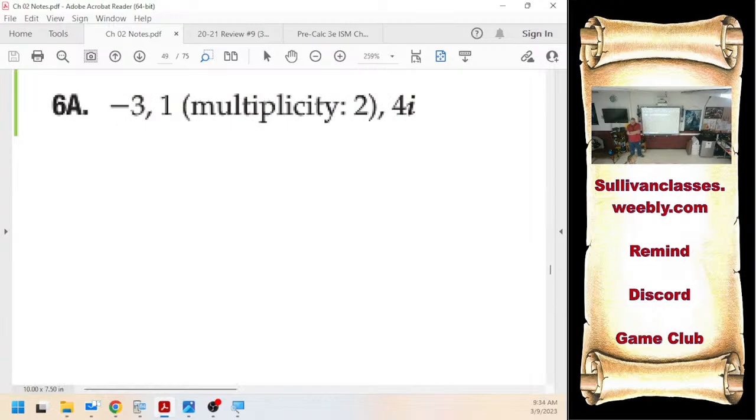So, we'll start with baby steps. When they say 1 multiplicity 2, you understand that that's x minus 1 and another x minus 1. If I got 4i, what else do I got? Negative 4i. So how many total zeros are there? 5. So what am I going to get at the end of this problem? A quintic, 6 terms. Because it's x to the 5, 4, 3, 2, 1, constant. All right.